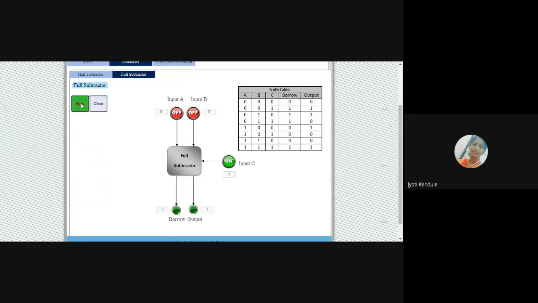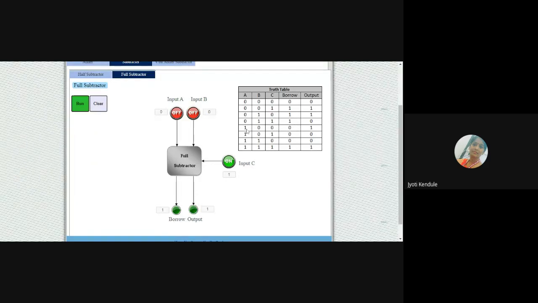See, both the borrow LED has glowed and the output LED has also glowed. Okay, so here it is A is 0, B is 0, and C is 1. So borrow is 0. I'm sorry, borrow is 1. Output is also 1. We can take any combination for this. See, we will take this combination.